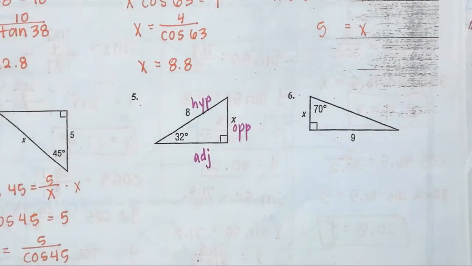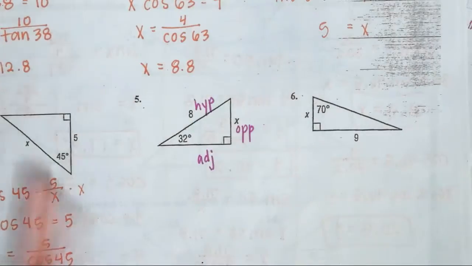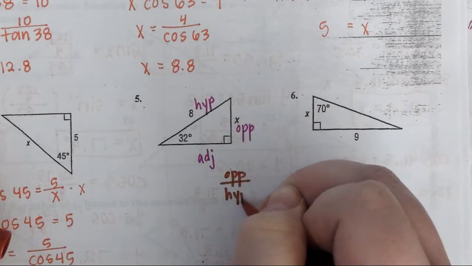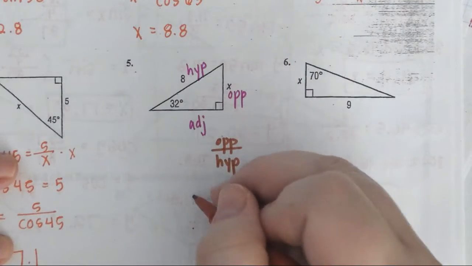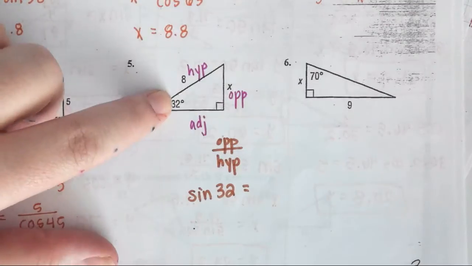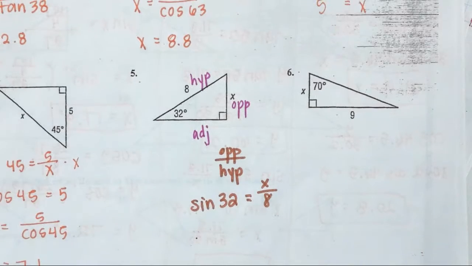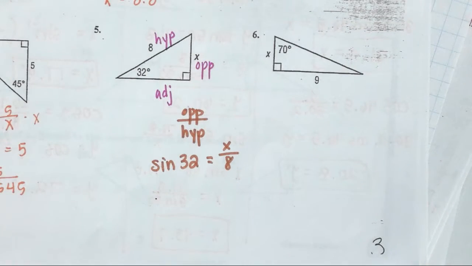Okay, so she's right. So if we start looking at where we have values, we have a value on the opposite and a value on the hypotenuse. Well, opposite over hypotenuse, that means we need to pick sine. So I knew this was a sine problem, so I'm going to say sine of 32, because that's my actual angle, equals opposite over hypotenuse. Times 8. And literally from here, I'm just going to solve for x.